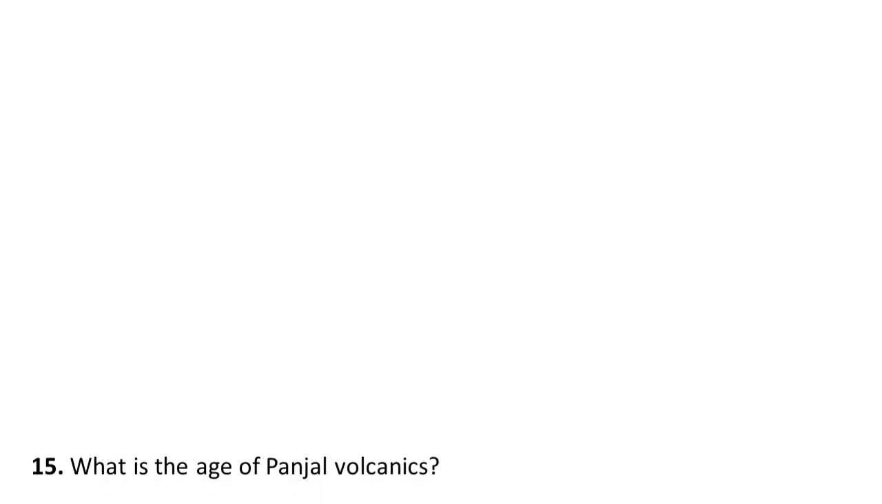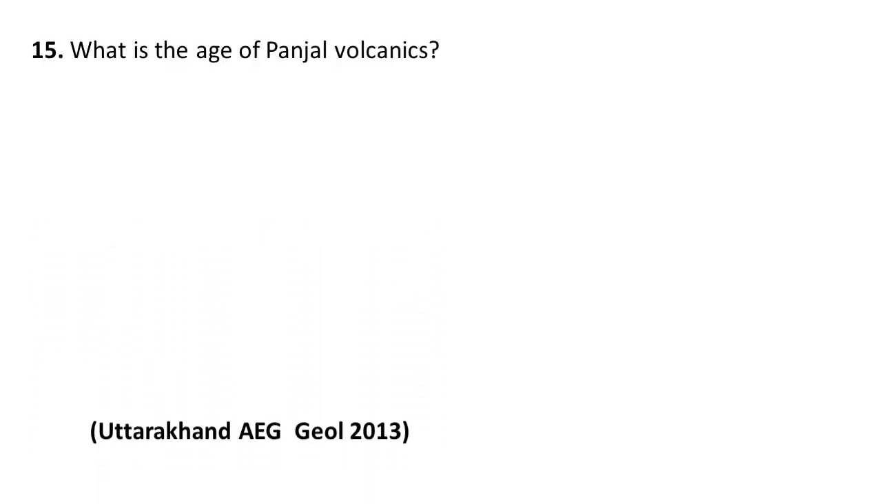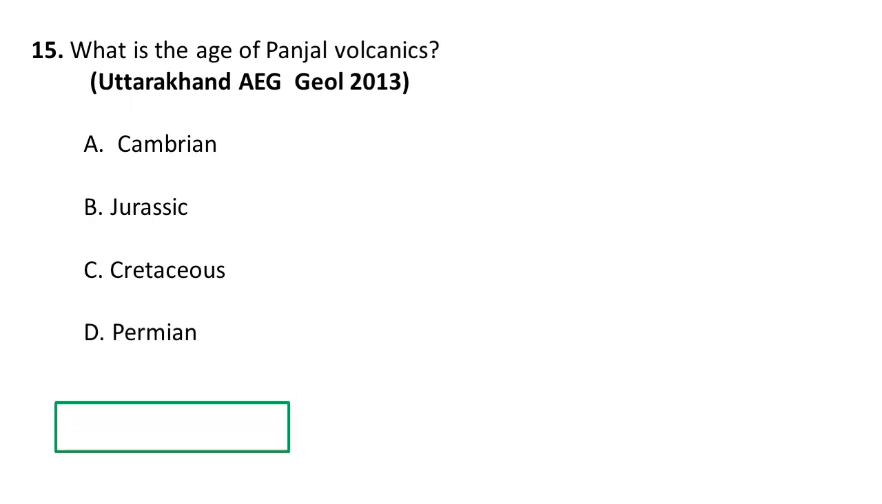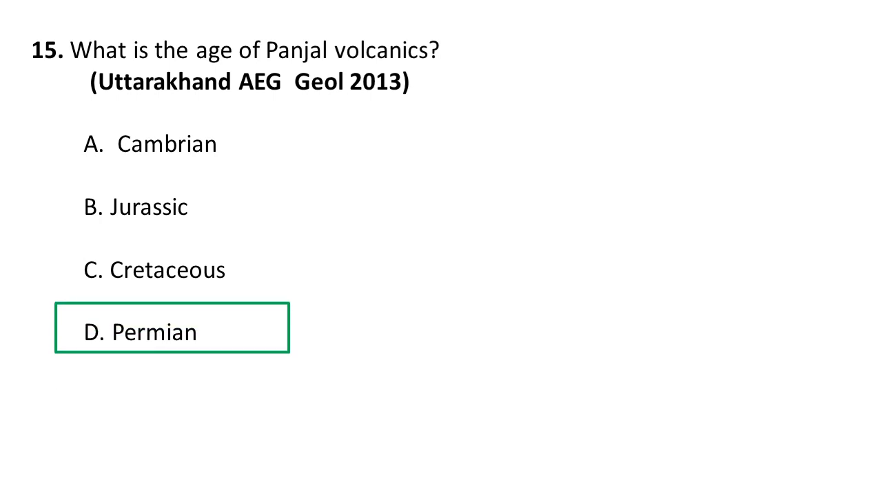Next question. What is the age of the Panjal volcanics? A. Cambrian, B. Jurassic, C. Cretaceous and D. Permian. The age of the Panjal volcanics is Permian. The Panjal traps are a large outcropping of volcanic rocks from the early Permian period. So this is around 290 million years ago. These are estimated to be between 251 and 289 million years old. So the age of the Panjal volcanics is Permian. D is the correct option.